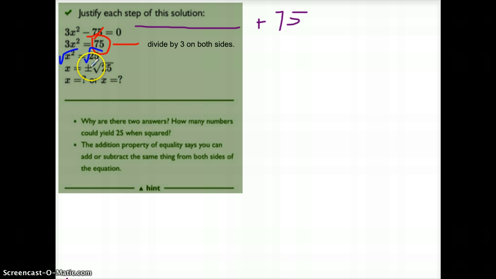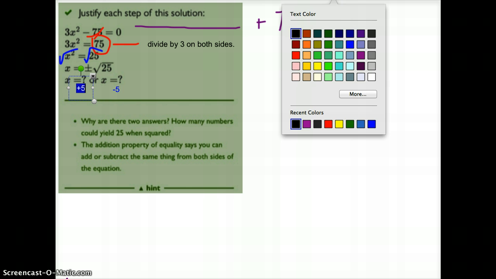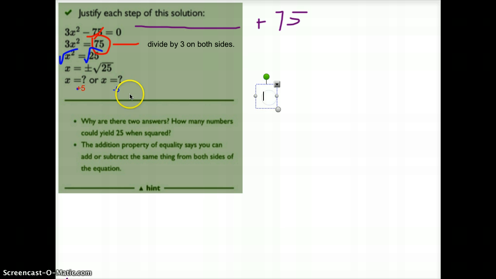Now, when they did that, the square root of x squared is x. So this one made sense. On this side, when they square root 25, they have a plus and a minus. And the reason why is because you have a possibility for a positive 5, and you have another possibility for a negative 5. These are your two possible answers, and that's why there's a plus and minus right there. Okay, so you have a plus and you have a minus. The addition property of equality says that you can add or subtract the same thing from both sides of the equation. That right here is talking about moving the 75 to the other side, add 75, and add 75.